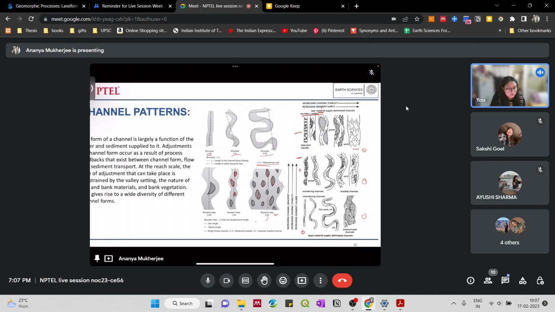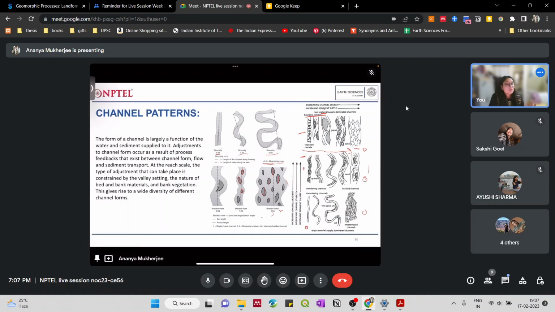So you can see from straight it will go to a more sinuous nature and then it will go into the braided stage. This depends on the type of sediments also that are present. So these are different channel patterns. This is the trade-off between the erosional features as well as the depositional features that we see through the course of the river flow.